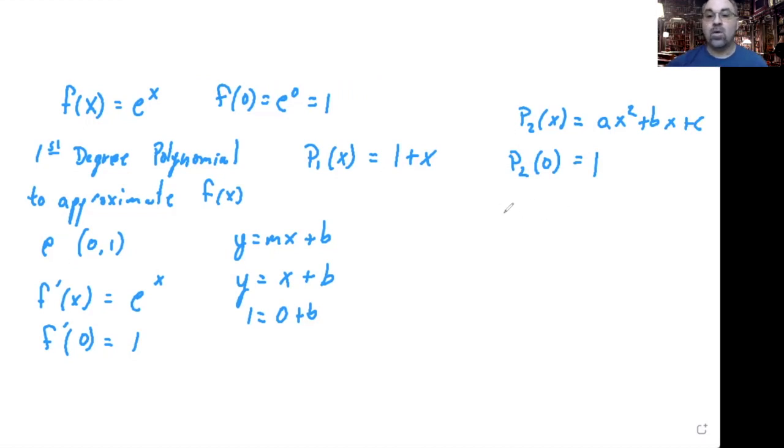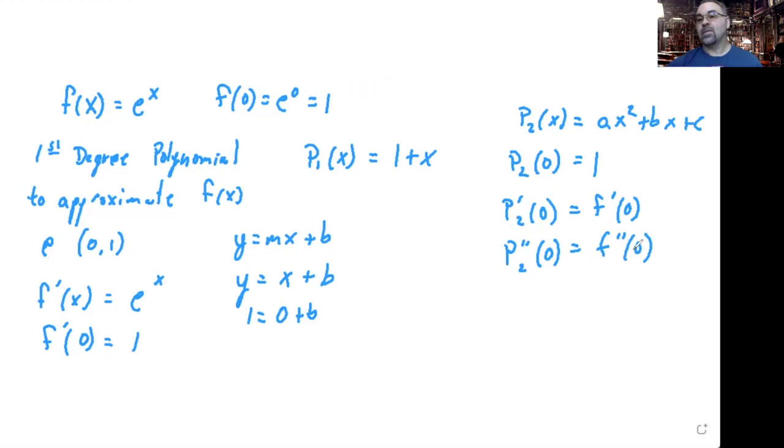We also know we want the first derivatives to match up, right? So P2 prime of 0 needs to equal f prime of 0. And we'd like the second derivative to match up with f double prime of 0. And so, yeah, we could go through and use these three conditions to solve for a, b, and c.